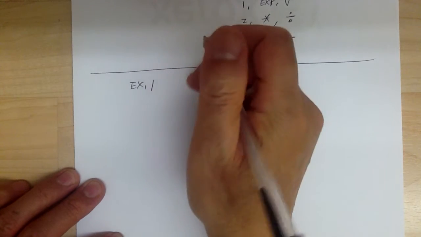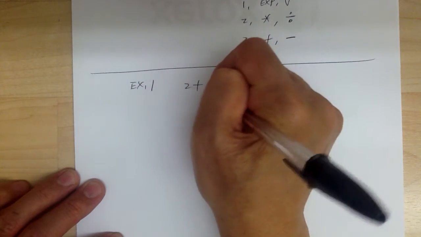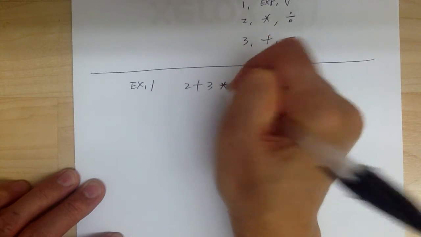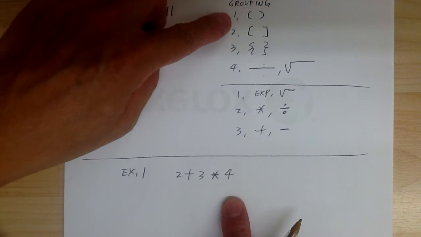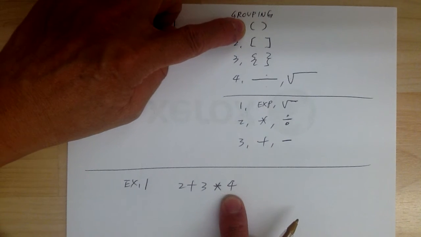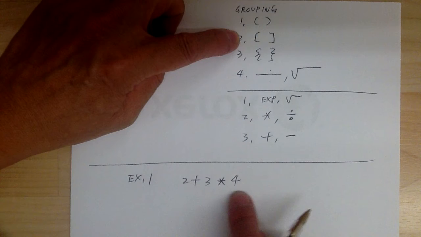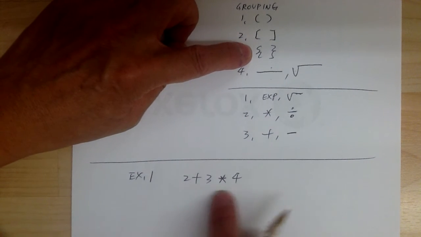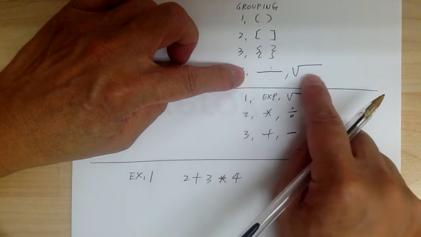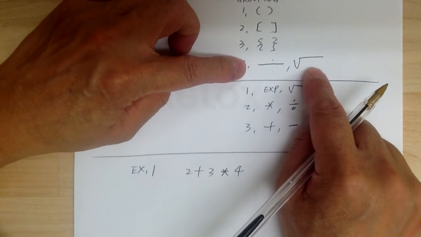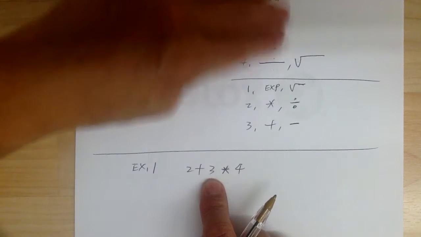So if you go to example 1, you have 2 plus 3 times 4. So you need to go through the list, right? So first, again, you check for parentheses. Okay, no parentheses. Is there brackets? No. So you're good. Keep going. So braces? No. Okay. Do you have the divisions, the fractions, or the roots? No, right? So you're clear, no grouping.